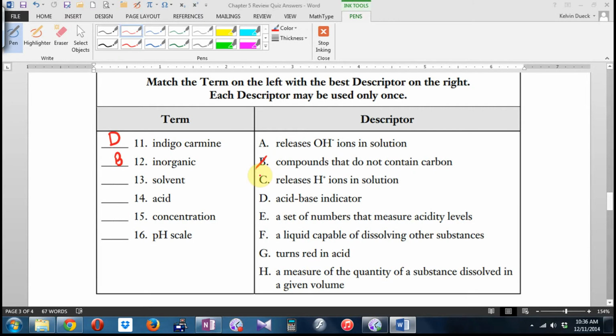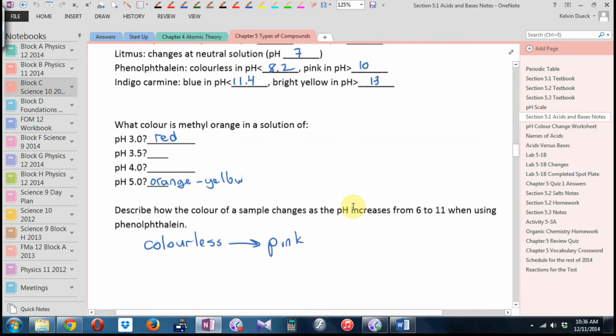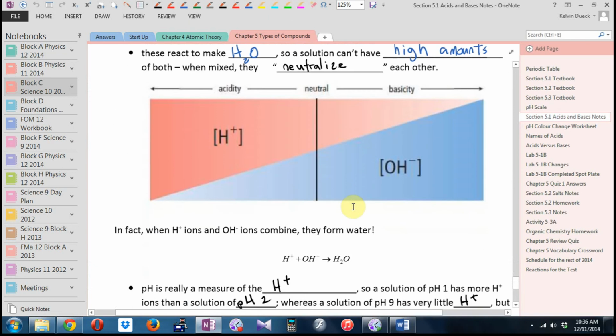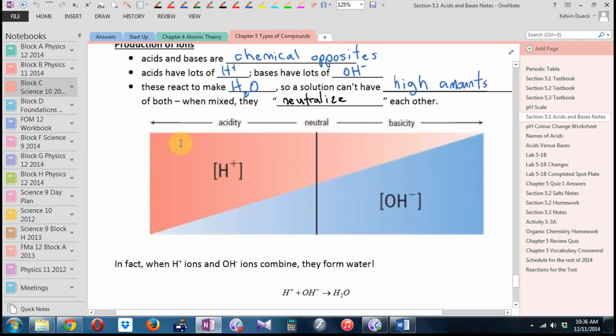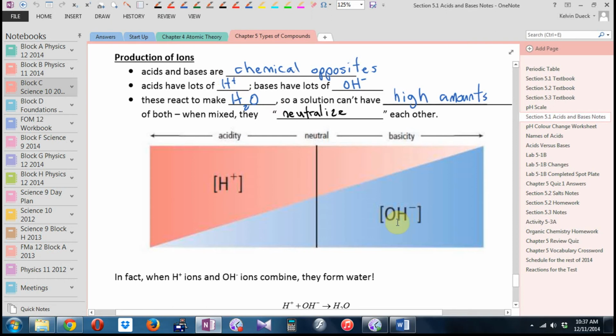Acid. What makes an acid an acid? It has hydrogen. That's because it releases hydrogen plus ions in solution. Say what, Mr. Dueck? Again, if I go back to my notes on acids and bases, you may recall we looked at, here it is. Acids release hydrogen plus ions, and bases release OH negative or hydroxide ions. And when you combine those two, they form water. That's why an acid-base neutralization reaction has a product of water.